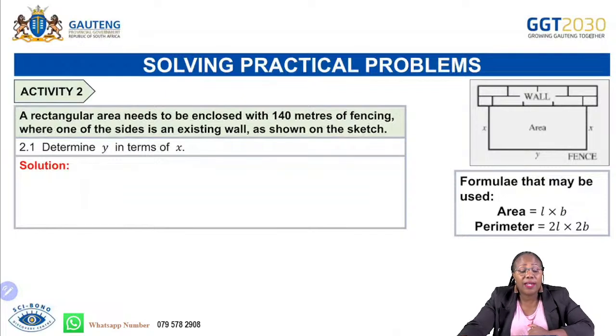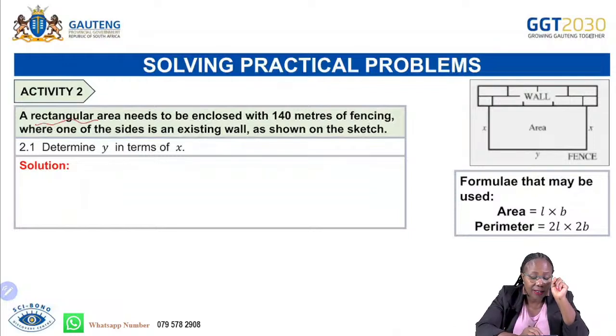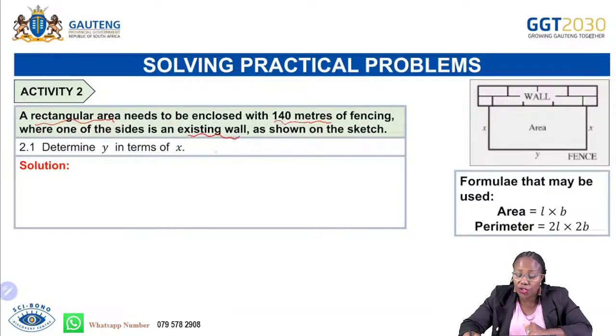Okay, now we look at the rectangular. This is another activity 2 now. The new activity 2: we are having a rectangular area again, which needs to be enclosed with 140 meters of fencing, where one of the sides is an existing wall as shown on the sketch. Can you see now on the sketch, we have an existing wall there already. So we are going to put a fence around the remaining part, this U shape here.